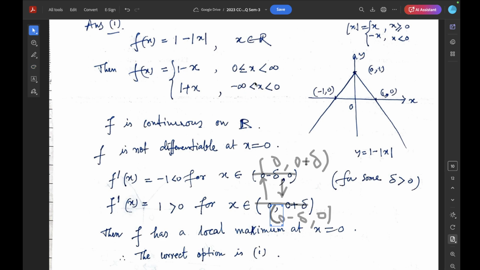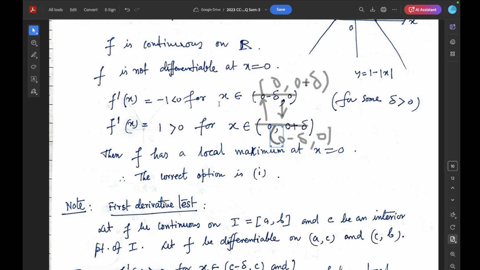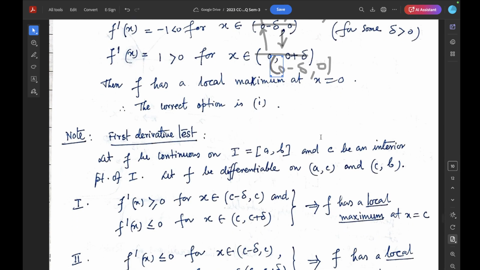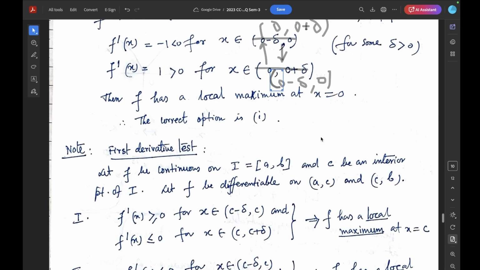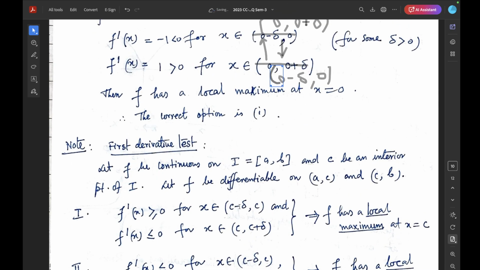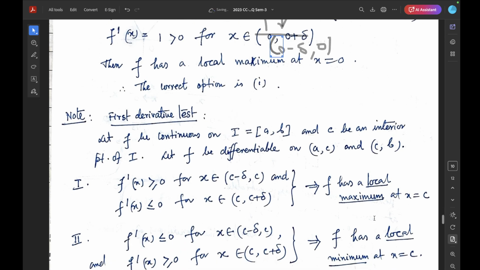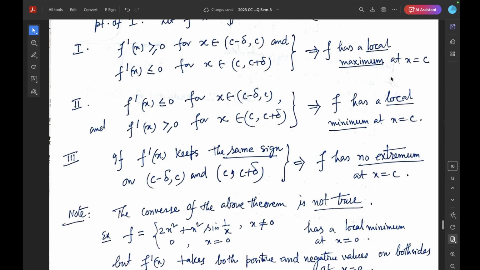Because the left hand interval is this 1 plus x, so this is positive. So f dash x equal to minus 1, that is less than 0 for the right hand neighborhood of 0, and f dash x equals 1, greater than 0 for x belonging to the left hand neighborhood of 0. So for the left hand neighborhood it is positive, and the right hand neighborhood is negative. So this is the local maximum. So the correct option is local maximum.